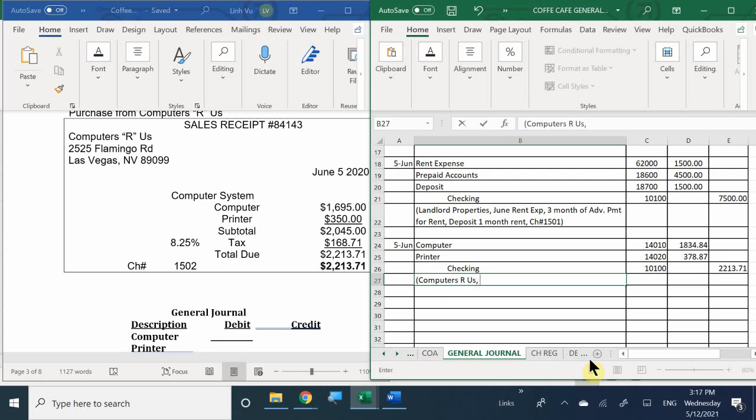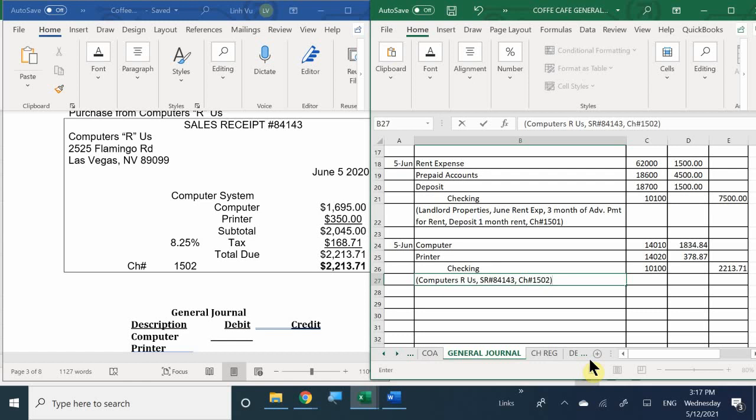So in this case, you do need a receipt, especially if you're going to be making a return. So in this case, perfect information would be the sales receipt number. Okay, so I'm going to do SR for sales receipt number, which is going to be 84143. And last but not least, I'm going to indicate that I wrote this using check number 1502.